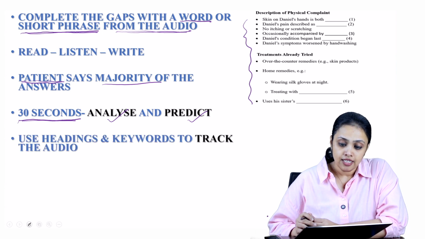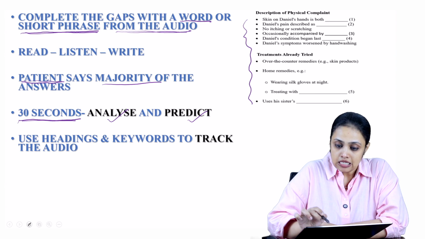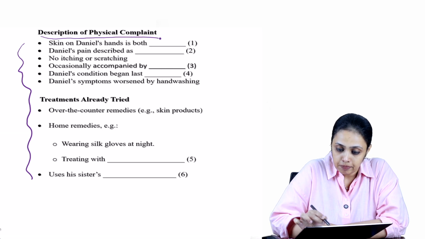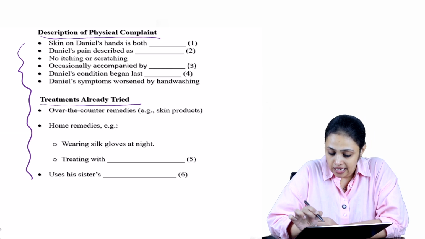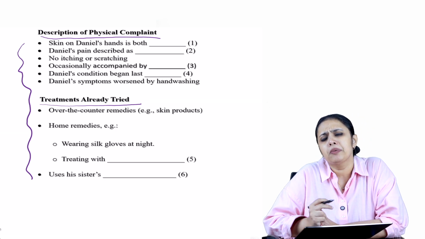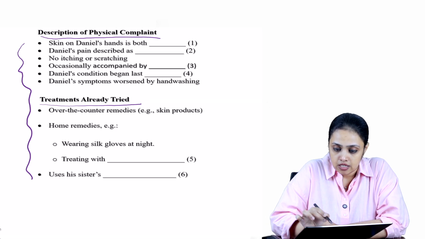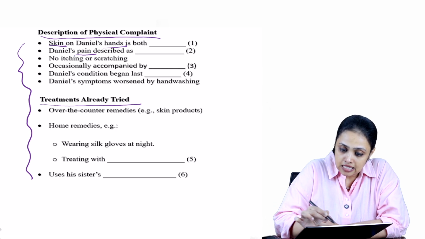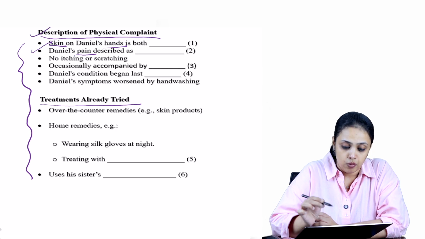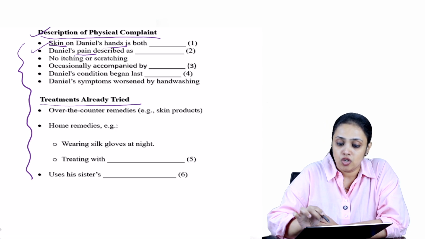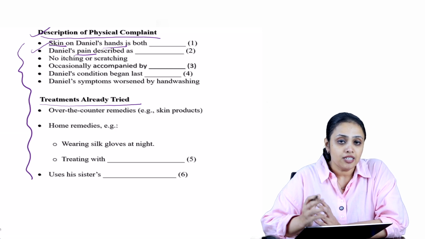Then what you need to do is, if you look at these questions, you can see certain headings. These headings, for instance, description of physical complaint, treatments, and there are keywords. Now what do we mean by keywords? Keywords are certain words which will actually help us in reaching the answer. For instance, in the first point, skin, hands, then in the second point, pain. All these are keywords. So using these headings and keywords, you should be tracking the audio. That is, we'll understand where the audio has reached based on these keywords and headings. So that is how this works.